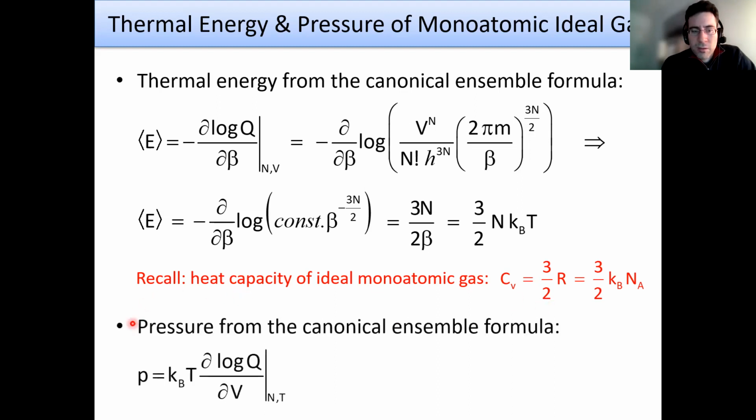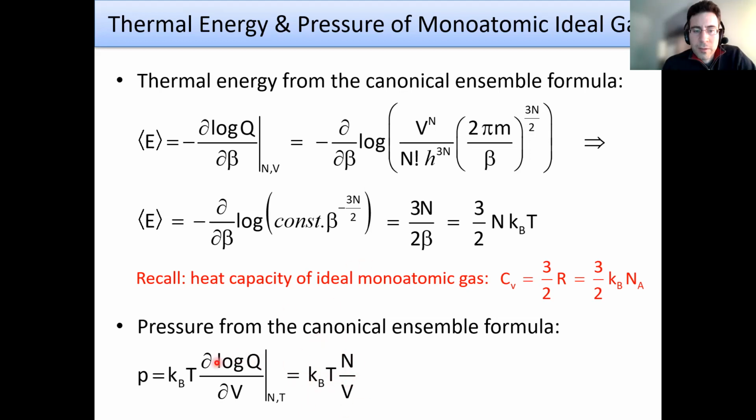Now we can calculate the pressure from the canonical ensemble formula. Remember, the pressure is related to a partial derivative of Helmholtz free energy with respect to volume. So this is the equation. I'm showing it again. And if we do this differentiation, we find a very simple equation, which is shown here, right?